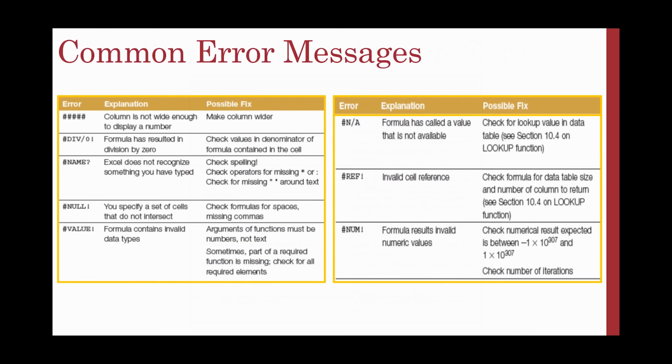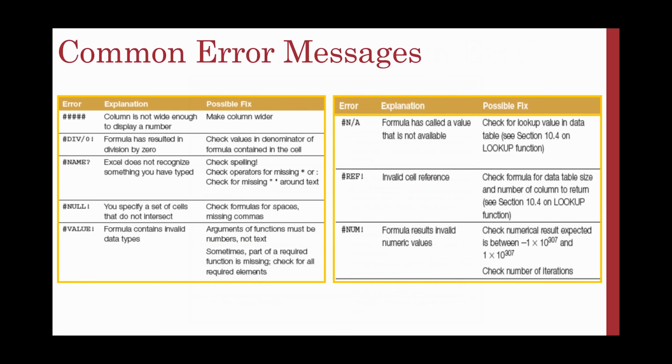So let's look at some common error messages. If you see a bunch of pound signs in your cell, your cell is not wide enough, so you need to make the column wider. If you see #DIV/0!, it means you're dividing by 0 somewhere, so you have to check your equation. #NAME? means the cell does not recognize something that you've typed in.